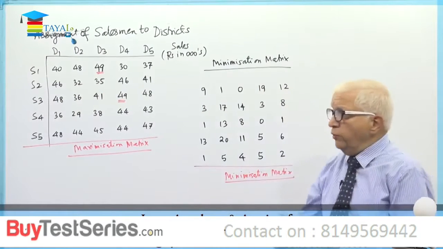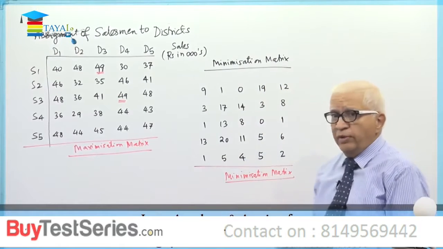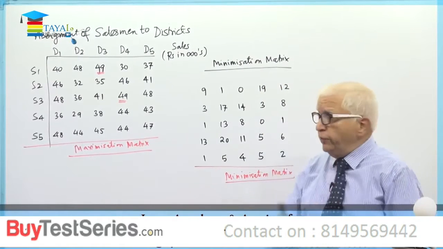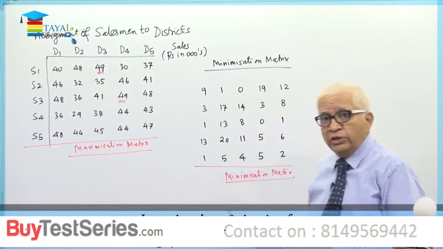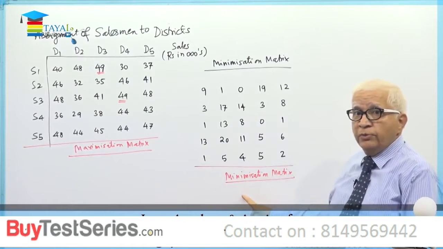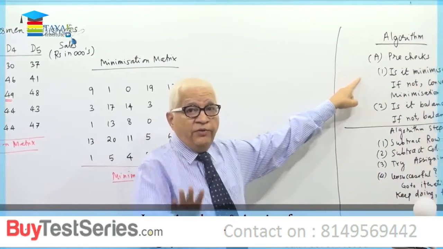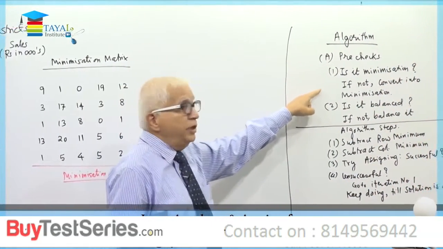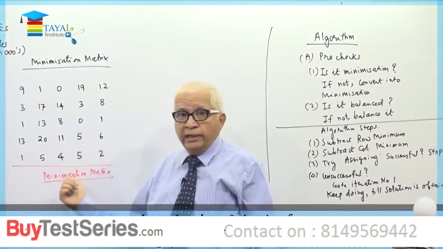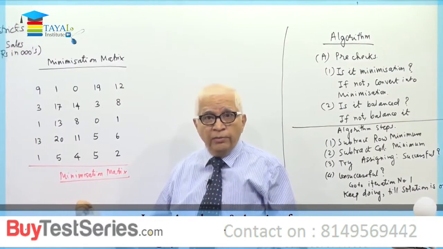Which means that solving this problem for maximization is as good as solving this problem for minimization. Which means that we are not going to solve this problem, we are going to solve this problem. And the solution to this problem will be obtained through the solution to this problem. So first pre-check, is it a minimization problem? It failed. So we said convert it into minimization. We did that. We got the minimization matrix in hand. Now we are going to solve this modified problem.